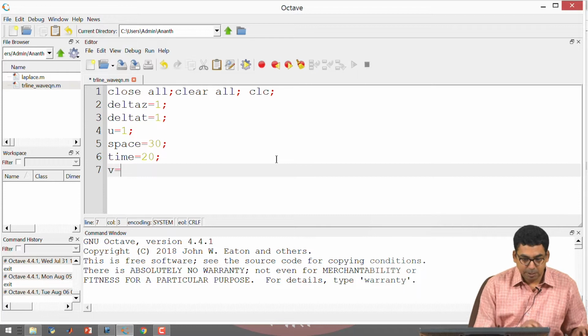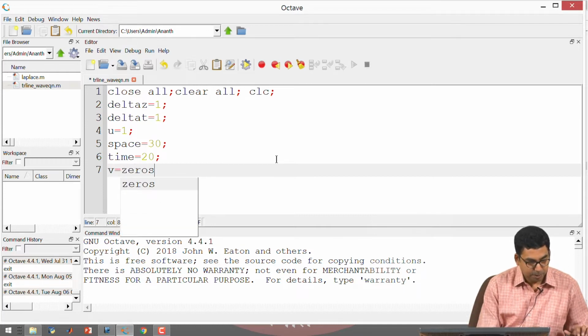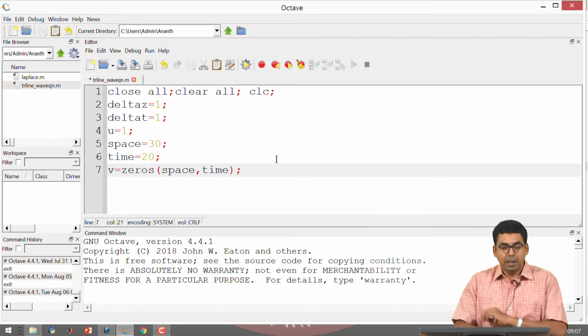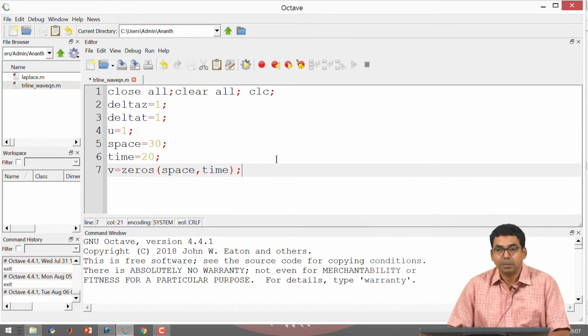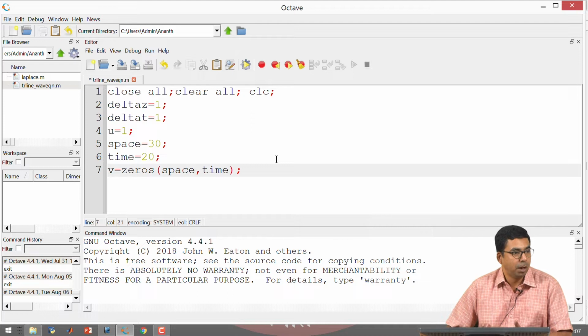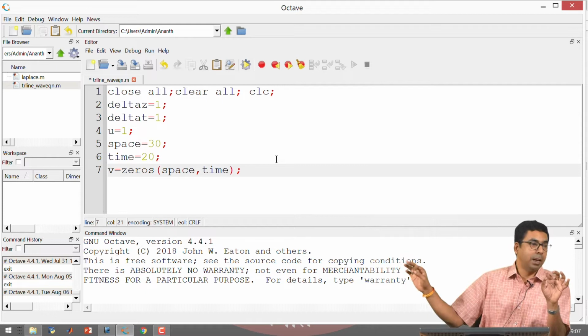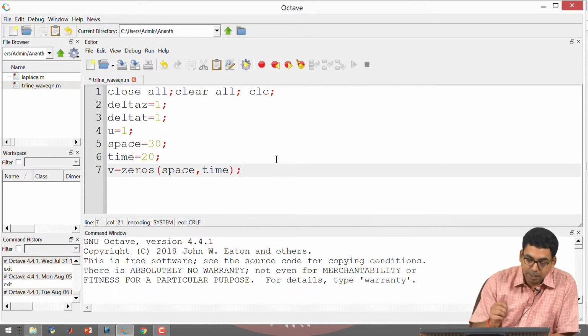The voltage is going to be a 2-dimensional matrix. Initially, I do not know the values of voltage at all points in space and at every instant of time. So I am going to initialize it to zeros for all instants of time and for all locations in space. That is how we initialize. For every instant of time, I am going to have a voltage value along the transmission line length. So the rows here represent the space, and the columns represent the time.